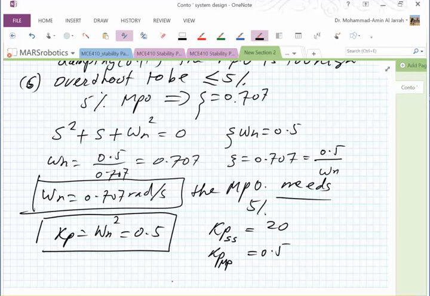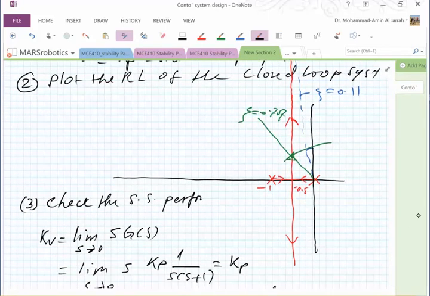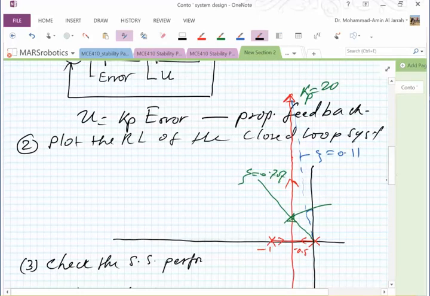If I go to my root locus here, what should I do? Let's say this is my root locus. I want to move K, which corresponds to Kp equal 20, to here. Basically, I want to increase the gain on this leg. Instead of K equals 0.5 here, I want K to be equal to 20. And how do we do this?